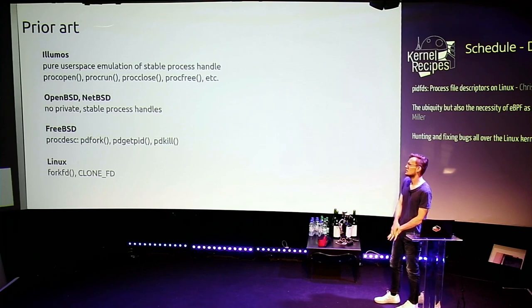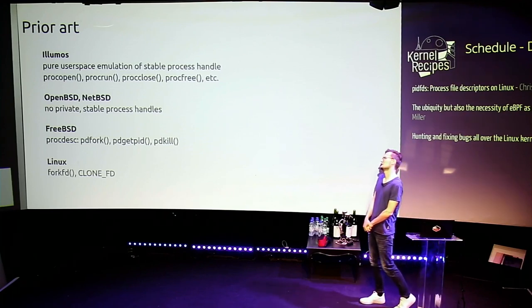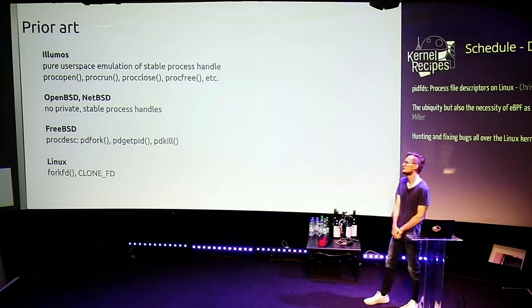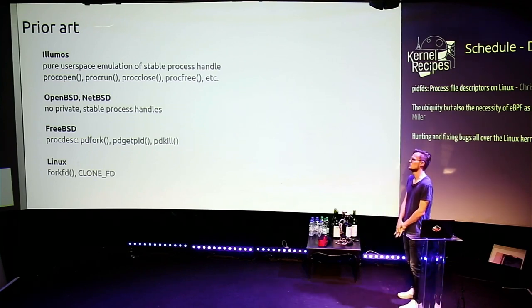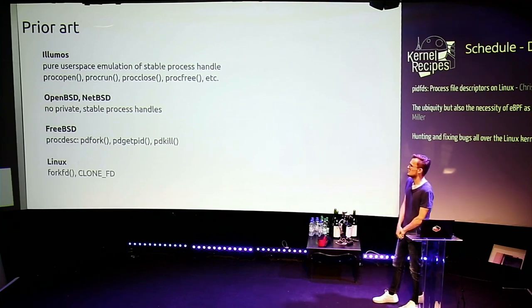Illumos, I thought, had stable process handles. But actually, they don't. They just have a pure user space emulation of a stable process handle, which I found out by looking at the code. Proc open, proc run, proc close, proc free, but it's all the same. It's the same problem. OpenBSD and NetBSD don't have it.